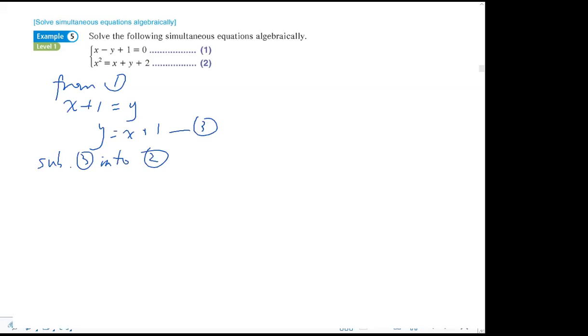So from equation 1, for example, I move the y term to the right-hand side. X plus 1 is equal to y, or y is equal to x plus 1, okay? And then call this equation 3. Call this equation 3, all right? And then we will substitute equation 3 into equation 2. Sub equation 3 into the one with square term, okay?